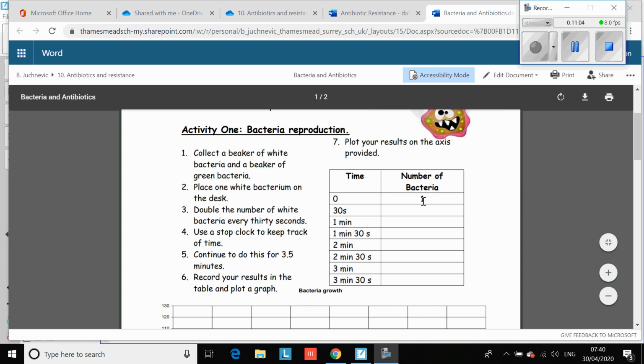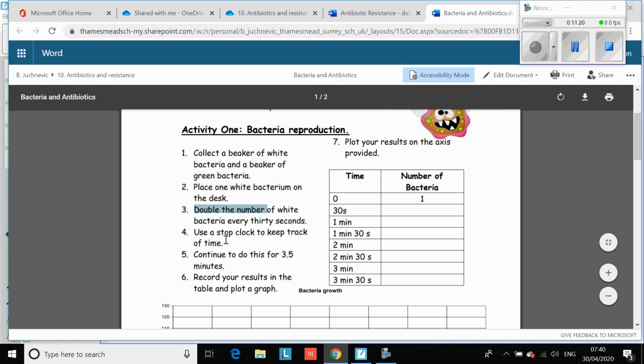So 1 after 30 seconds becomes 2. After 1 minute, what did it become? After a minute and a half, what did it become? So you've got to think carefully. It doubles every 30 seconds.